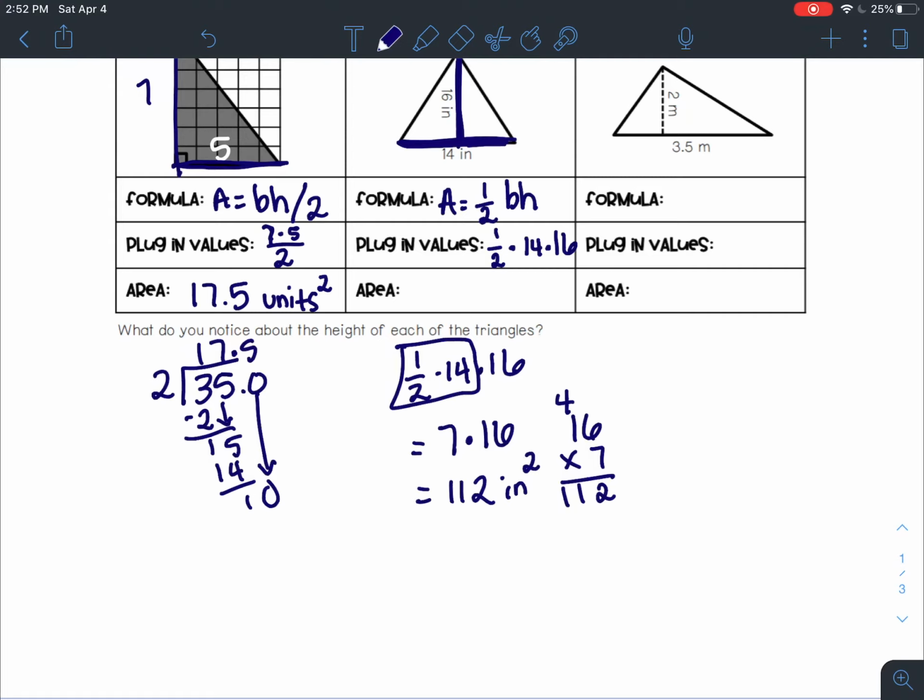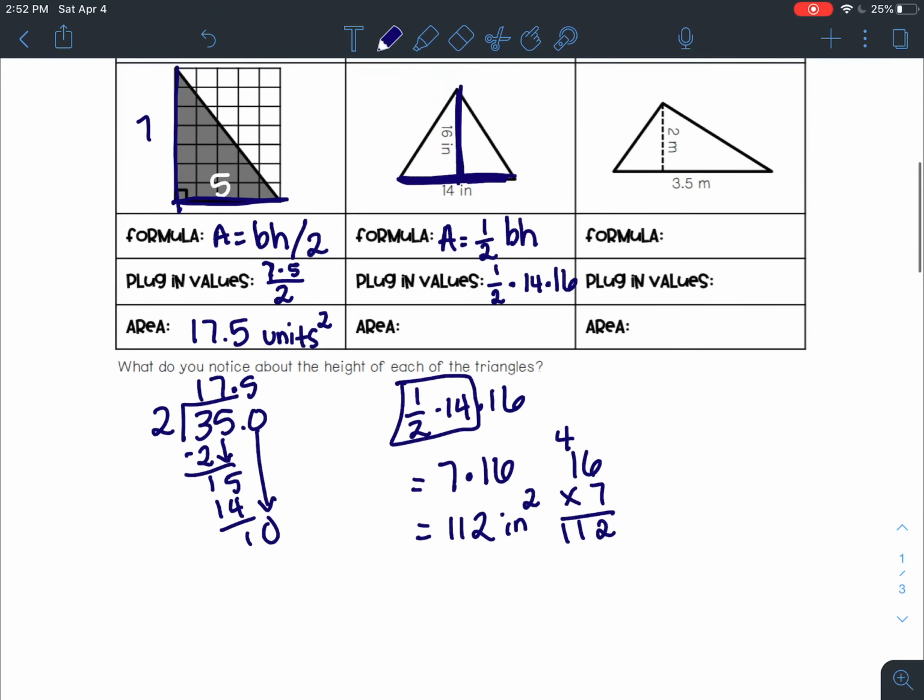Again, it works if you want to multiply 14 times 16 first and then divide by 2, you get the exact same thing. So 112 inches squared.